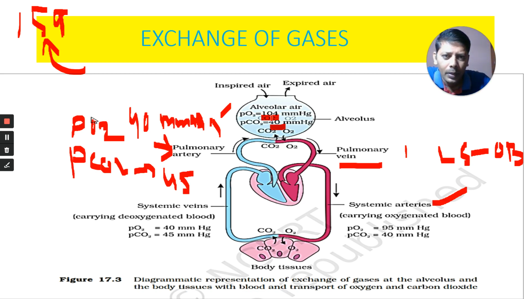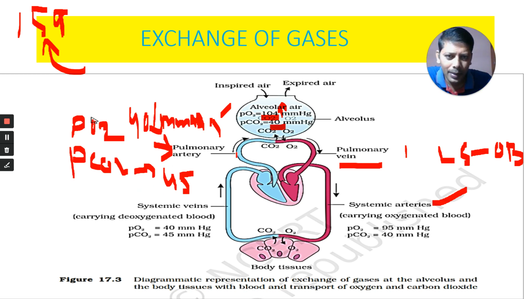Observe here. In the alveolar end, what is the partial pressure of oxygen? 104. What is the partial pressure of oxygen in the pulmonary artery? 40. Where is it more? In the alveolar air it is more, here it is less. Now, as gases move from high partial pressure to low partial pressure, observe that oxygen is moving from the alveolar air into the blood, because here 104 is the partial pressure, here 40.